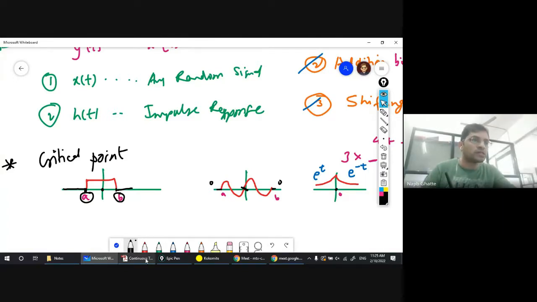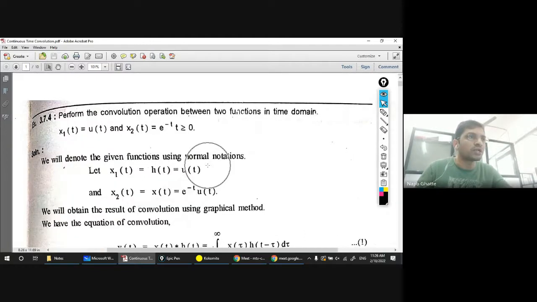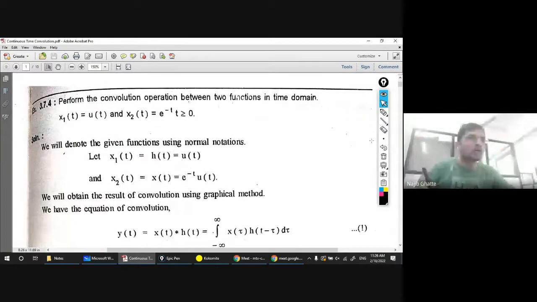Fine. So now let's come to our very first question, which may come for 10 marks in the examination. देखो सर, क्वेश्चन कैसे आते हैं, ये मैंने आपके साथ में शेयर किया है मैंने कल या रात को. Continuous time convolution. How does the question come in the exam? Perform the convolution operation. क्या बोलता है वो? परफॉर्म दी कन्वोल्यूशन ऑपरेशन. मुझे यहाँ पे कन्वोल्यूशन ऑपरेशन को परफॉर्म करना है, between two functions. दो फंक्शन मुझे दिया गया है, time domain में.